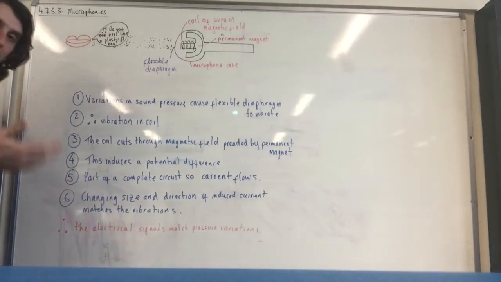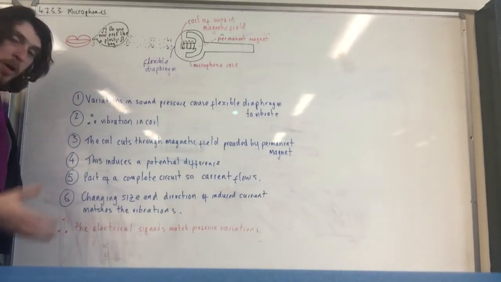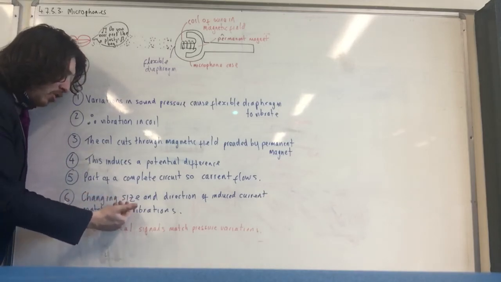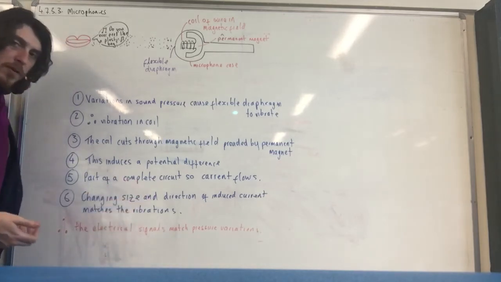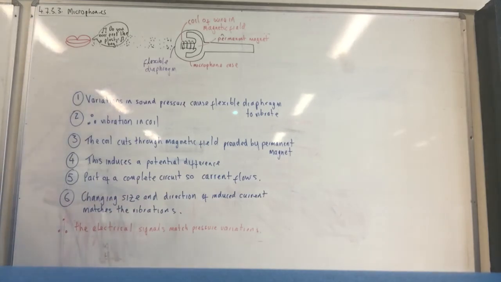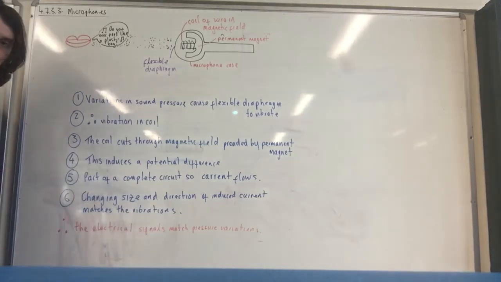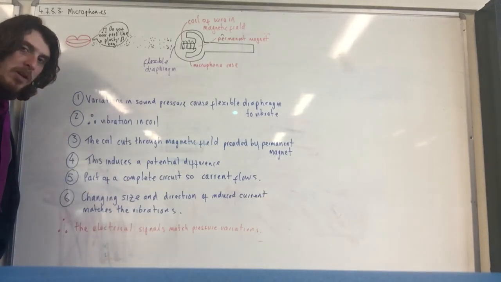And when you have got a sound being produced in a microphone, what it is doing is interpreting the change of size and direction of the current and turning that into an electrical signal. And the electrical signal that is put out by a microphone matches those pressure variations, and that's how a microphone works.